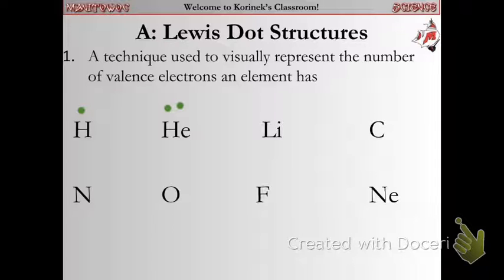If you follow along in the periodic table, lithium is the third element, and it has 3 electrons when it is neutral, and then carbon has 4. Carbon has 4 valence electrons. Okay, nitrogen has 5 valence electrons.